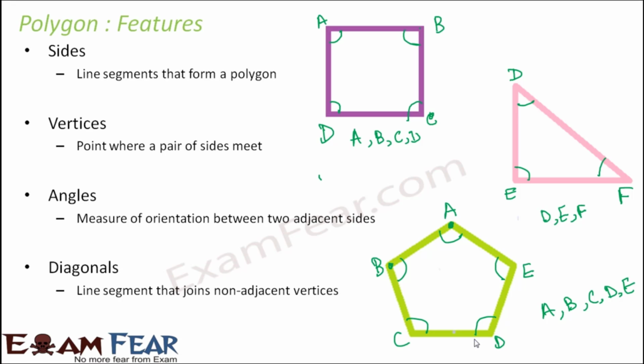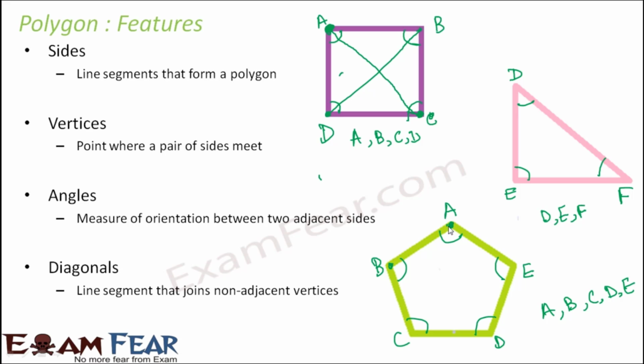Diagonals. This is the line segment that joins non-adjacent vertices. Now, A, B, C, D are the 4 vertices in this polygon. A and B are adjacent vertices because they are lying side by side. Both A and B share a common side AB. Similarly, A and D are also adjacent vertices because they share the common side AD. But A and C are non-adjacent. They are not located next to each other; they are located opposite to each other. So any line segment which joins the non-adjacent vertices is called a diagonal. Similarly, AC and BD are the 2 diagonals for this polygon.